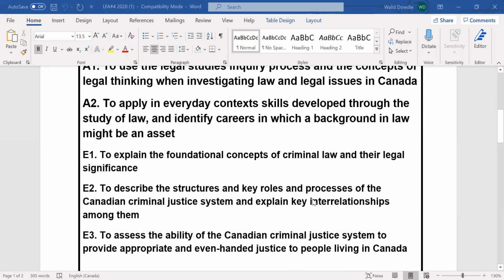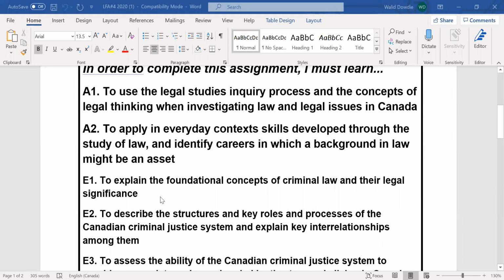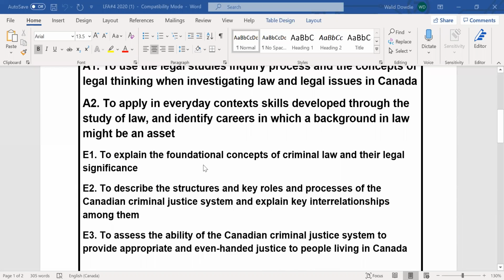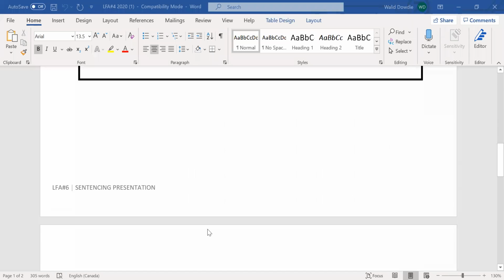So we talk about the fact that, again, these are two things we always do in law, and the other ones are to explain the intellectual concepts of criminal law and their legal significance, to describe the justice structures and key roles or processes of the Canadian criminal justice system, and explain the key relationships among them, and to assess the ability of the Canadian criminal justice system to provide appropriate and even-handed justice for people living in Canada.